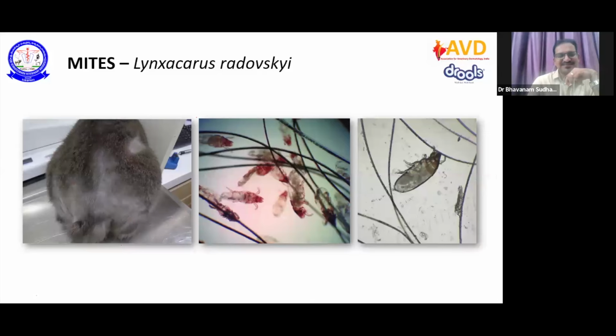Next one is Lynxacarus. We can also call it a fur mite. Where is it most common? In houses where one cat is there, most of the cats will have it, because it is highly contagious in nature. There is difficulty in getting any scrapings. The reason behind this is that it is very superficial. If you take the hair flex, we can see the mites on the hair also, like walking; you can visualize them if you have a magnifying lens. This is the fur mite.